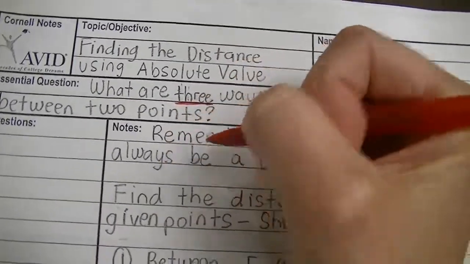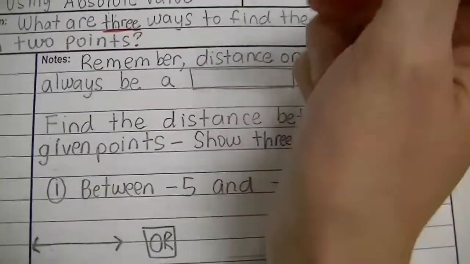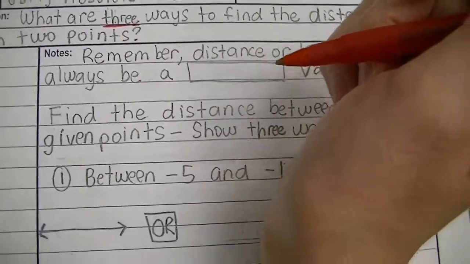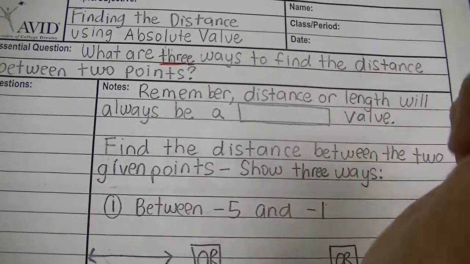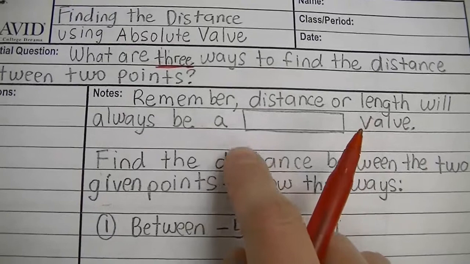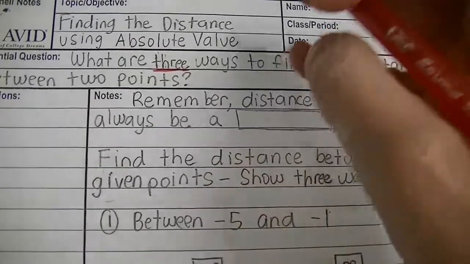The reason I have 3 different ways is because I'm hoping that you can pick one of the 3 ways that I show you and use that when you are trying to find distance between points. Okay? So I want you to remember that distance or length will always be a positive value.